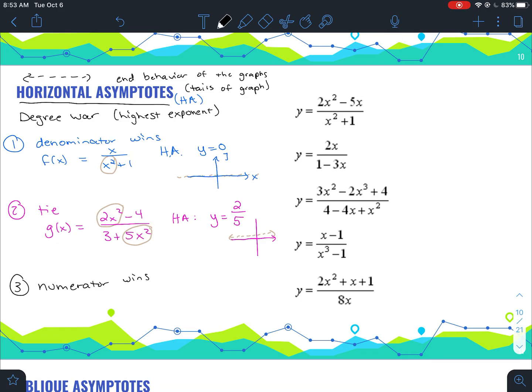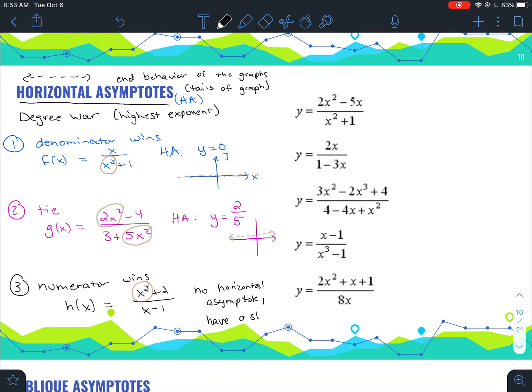Option 3 is what if the numerator wins? Well, if the numerator wins, we have h of x equals x squared plus 2 over x minus 1. If the numerator wins, then there's no horizontal asymptotes.